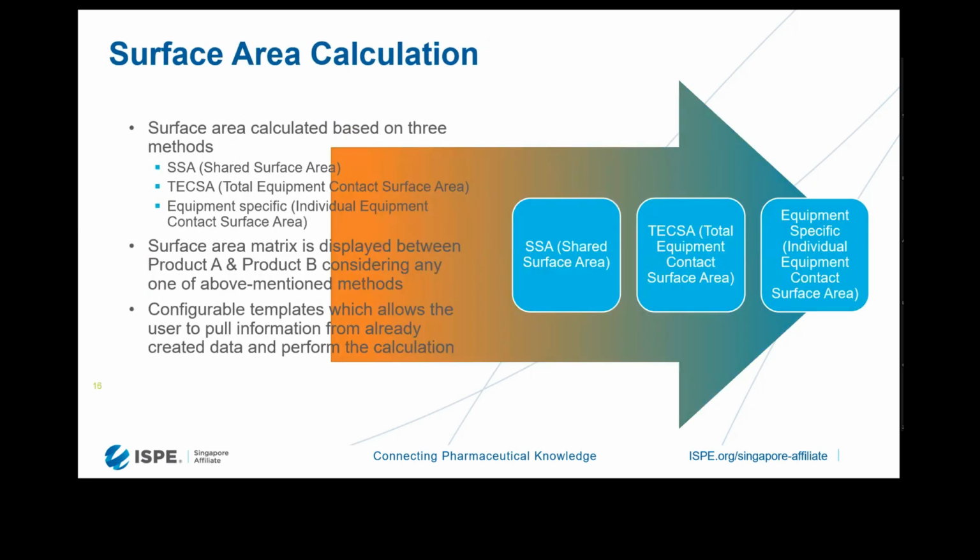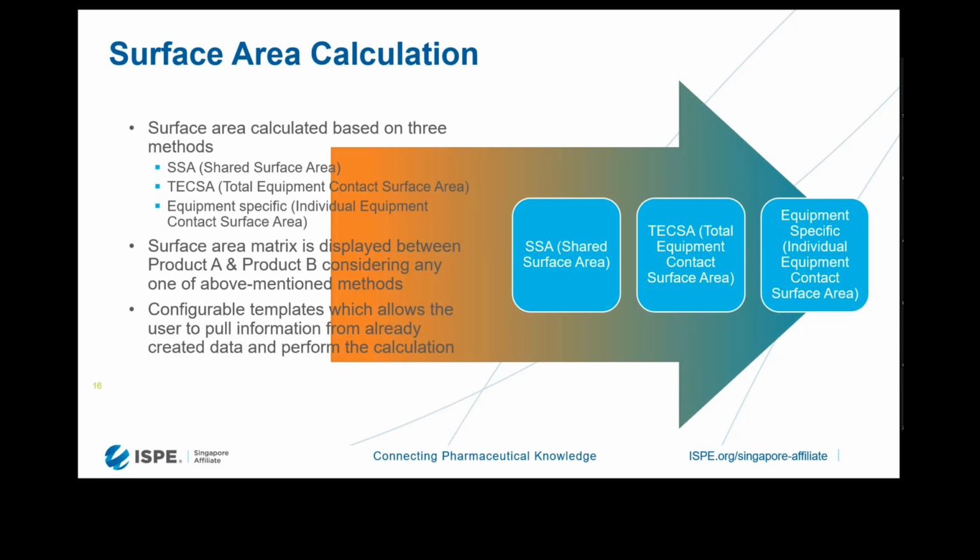I already talked about these 3 different surface areas and the way they can be calculated. Can you imagine there is a product A and a product B? Dynamically, what surface area is shared between product A and product B? That is SSA, the shared surface area. That matrix is available at your fingertip.